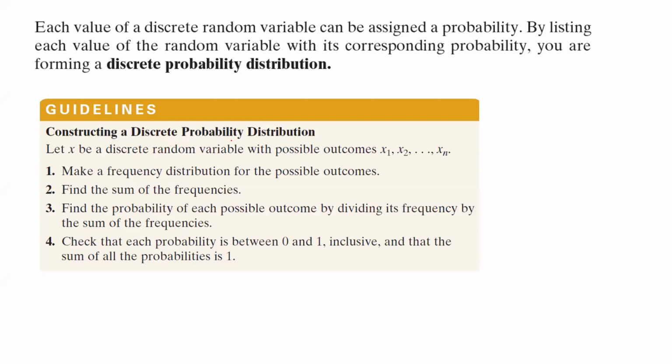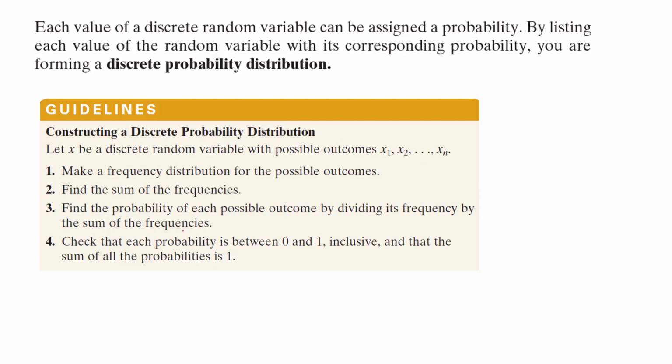To construct a discrete probability distribution, suppose X is a discrete random variable. Possible outcomes are X sub 1, X sub 2, X sub 3, X sub n. Then you're going to make a frequency distribution for the possible outcomes. You can find the sum of all frequencies. You can find the probability of each possible outcome by dividing its frequency by the sum of the frequencies.